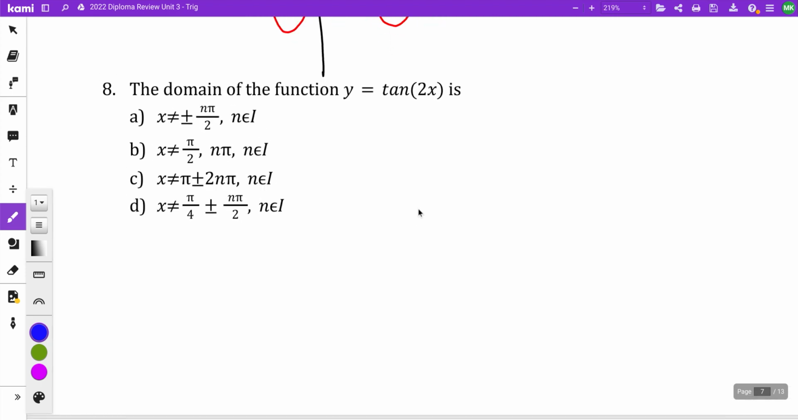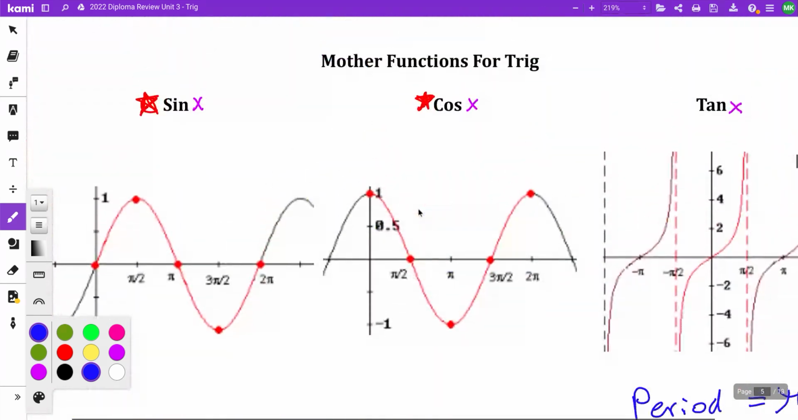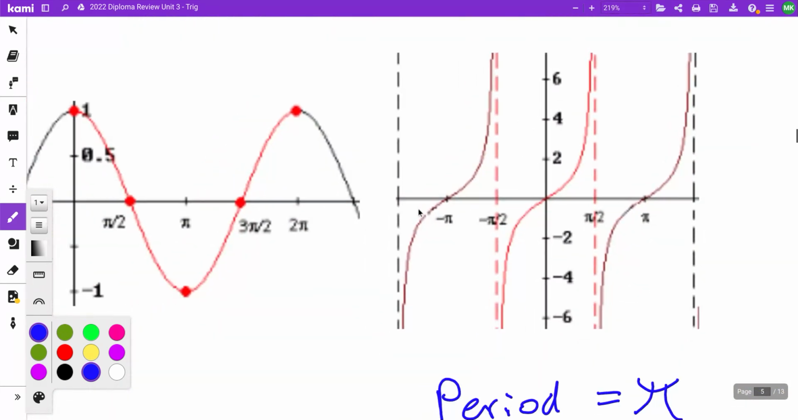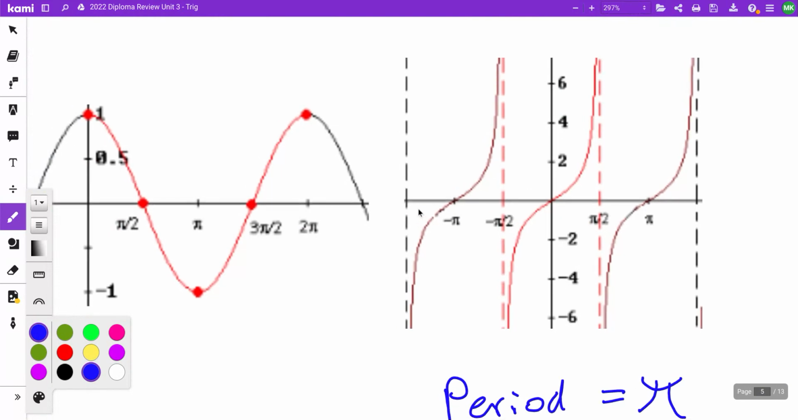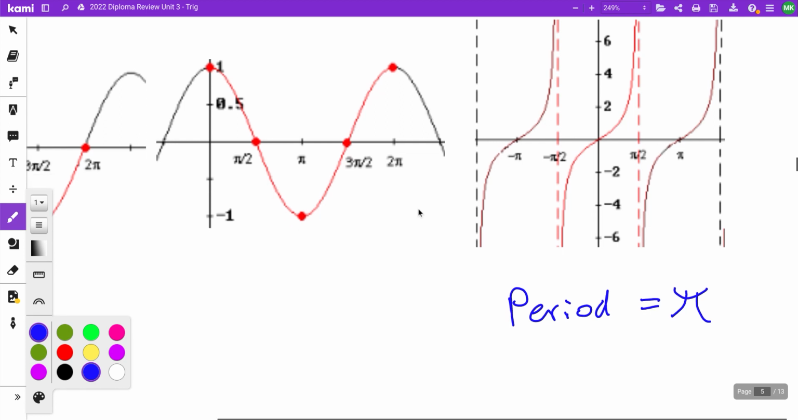Anyway, the domain of the function y equals tan 2x is... Okay, domain. That's possible x values, right? The x values get really wonky for a tangent graph because of all the asymptotes. So if you think about it, let's go back up to our tangent mother function. If I wanted to talk about the regular domain of that thing, that thing has a domain that's an R.